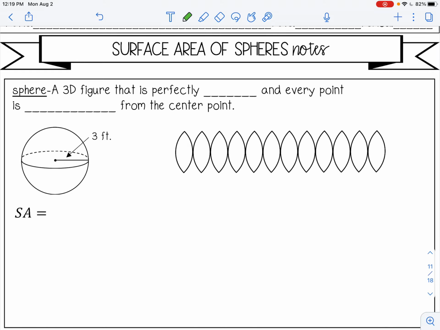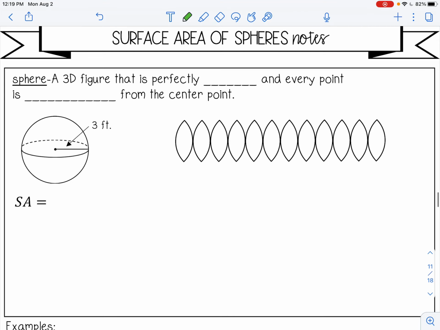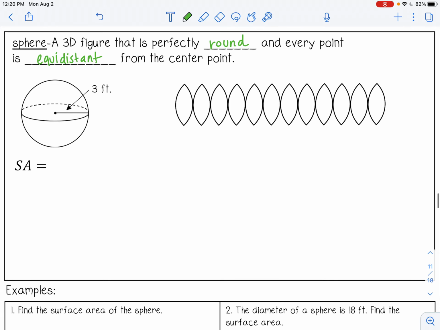Welcome to this lesson on surface area of spheres. A sphere is a 3D figure that is perfectly round and every point is equidistant, or the same distance, from the center point. Now, if you open up a sphere, it's different than the other three-dimensional shapes. It doesn't have any type of base, it's just round all the way around.